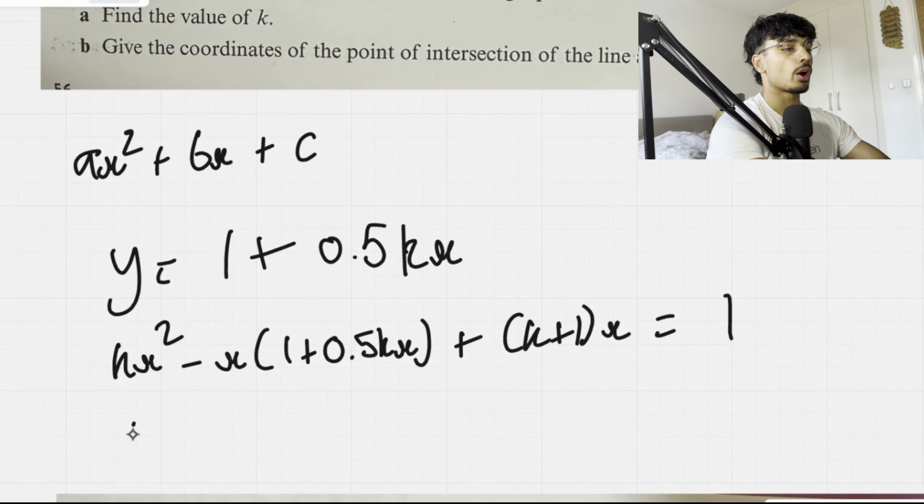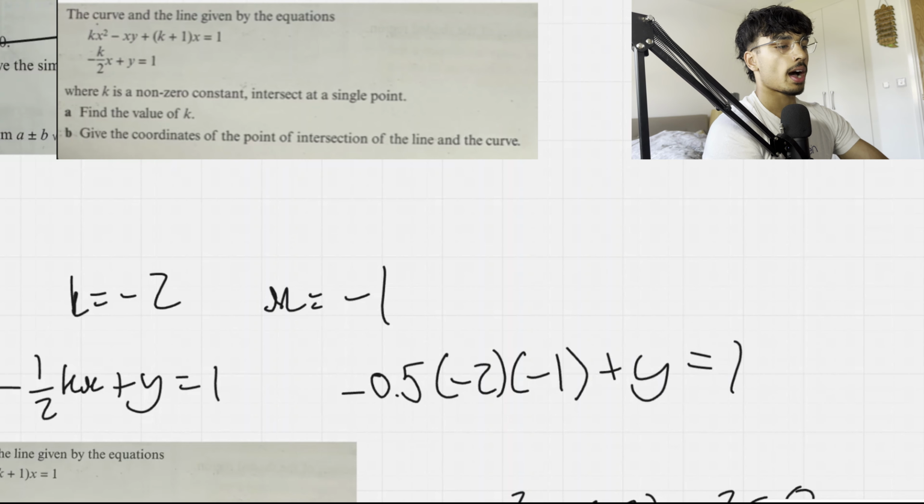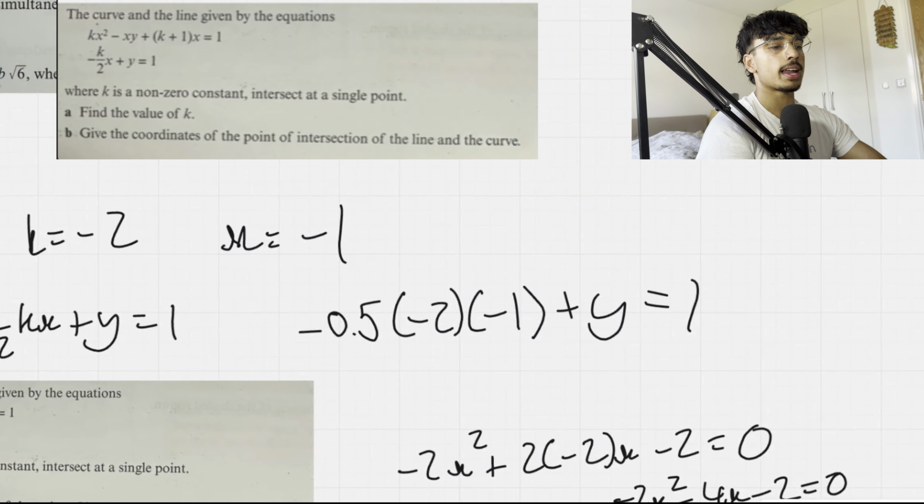Right, so we know that x is equal to negative 1. Now we need to find the value of y. So we know that minus half kx plus y is equal to 1. We know that k is equal to negative 2 and x is equal to negative 1. Okay, now we sub those values in. So minus 0.5 times negative 2 times negative 1 plus y is equal to 1. Okay, so minus a half times minus 2 is equal to positive 1. Positive 1 times minus 1 is just minus 1. Minus 1 plus y is equal to 1. So y is equal to 2.